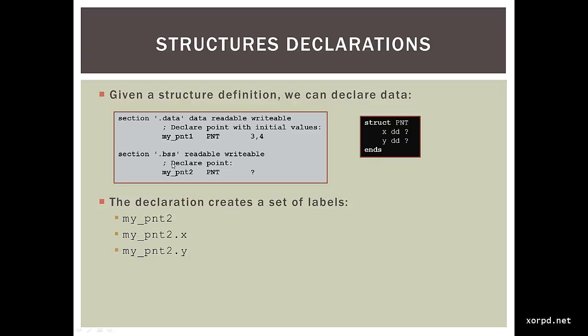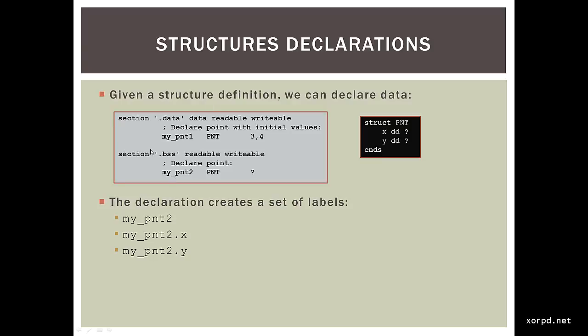Another declaration, myPNT2. This declaration is inside the BSS section, which is the uninitialized data section. This point is not going to have any initial values because we declared it as myPNT2, then PNT, which is the name of the structure we have previously defined, and question mark, which means that this structure is going to be uninitialized.